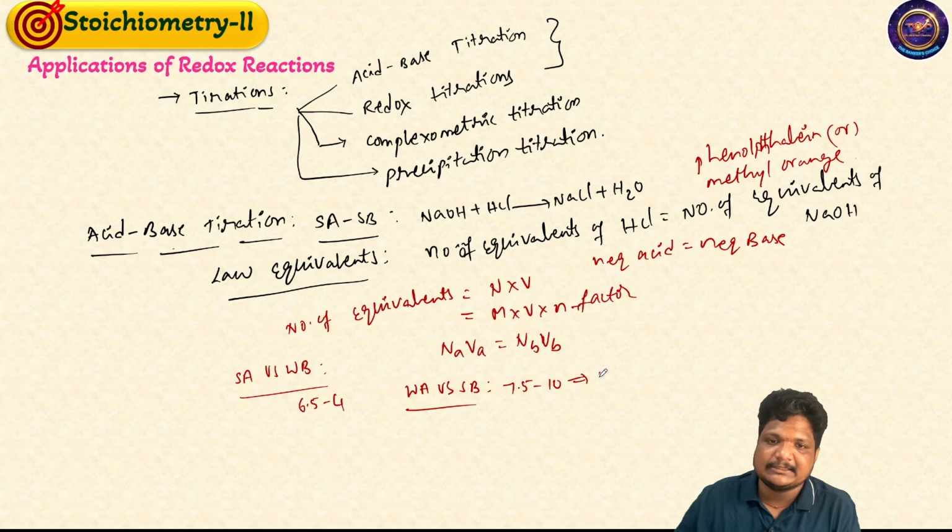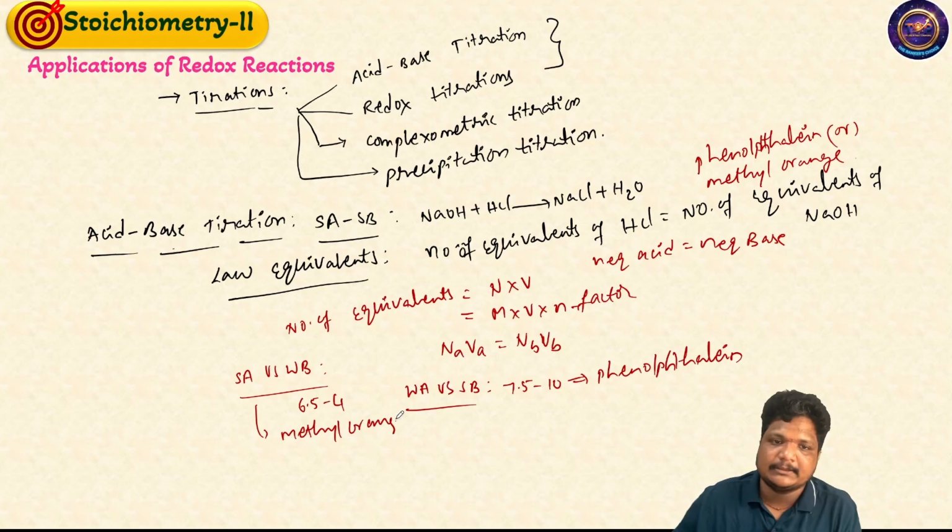So phenolphthalein is used for weak acid versus strong base, and methyl orange or methyl red is used for strong acid versus weak base.